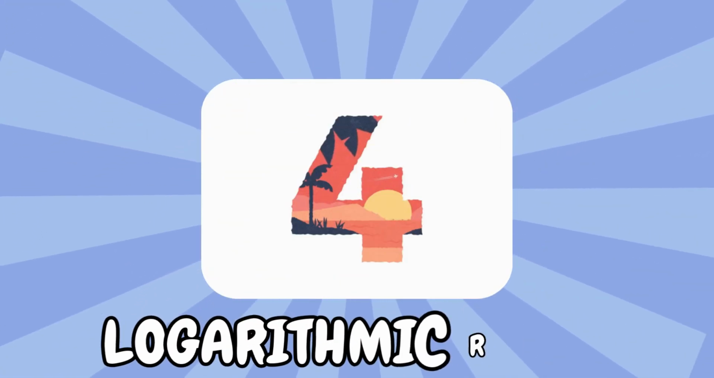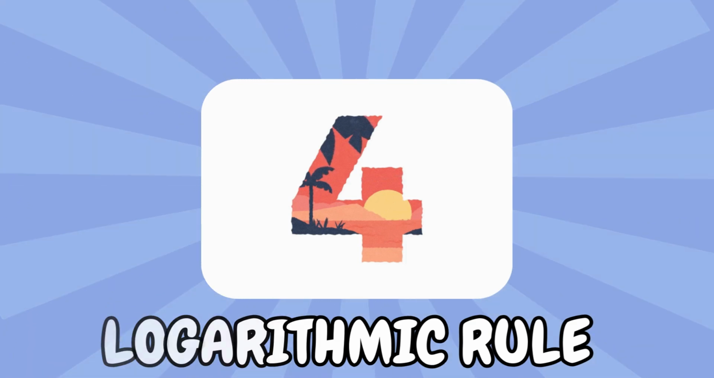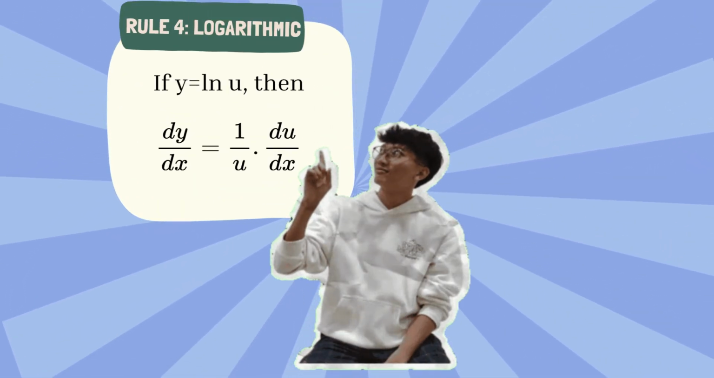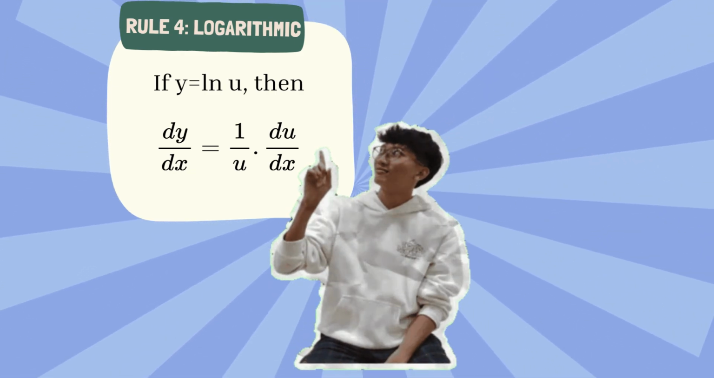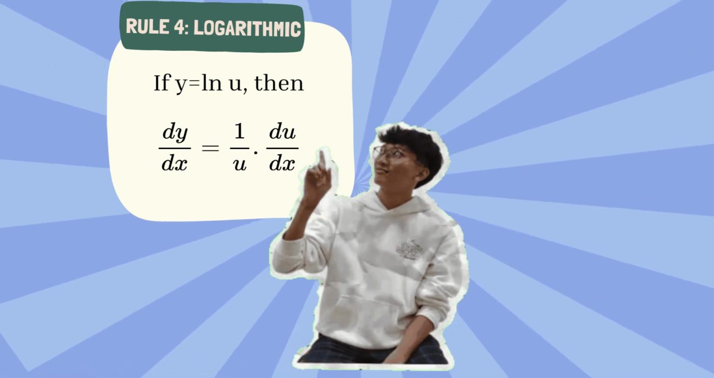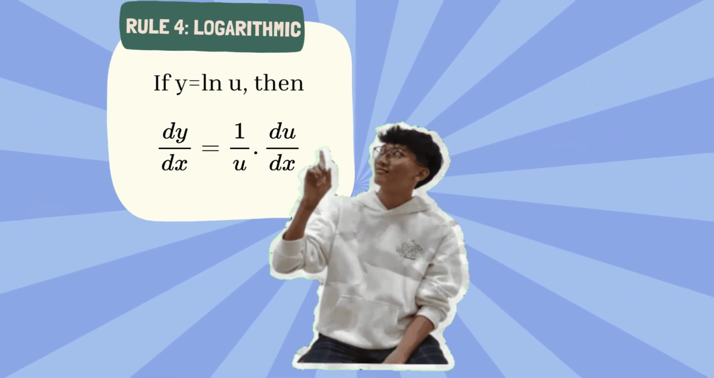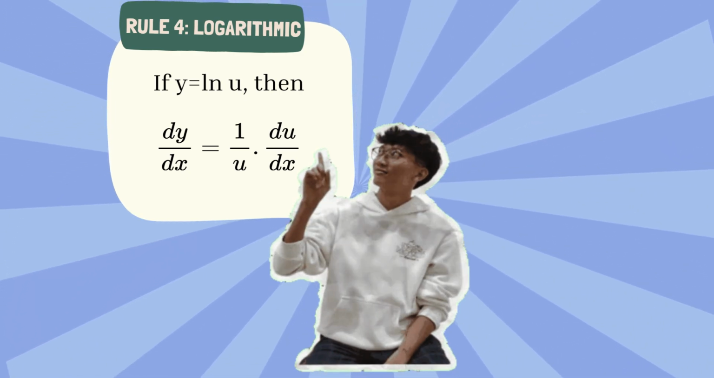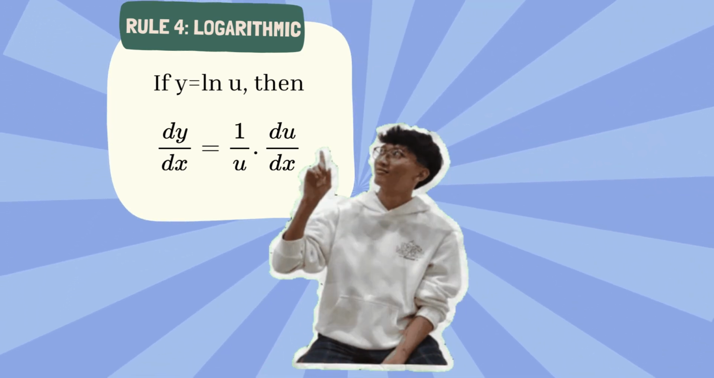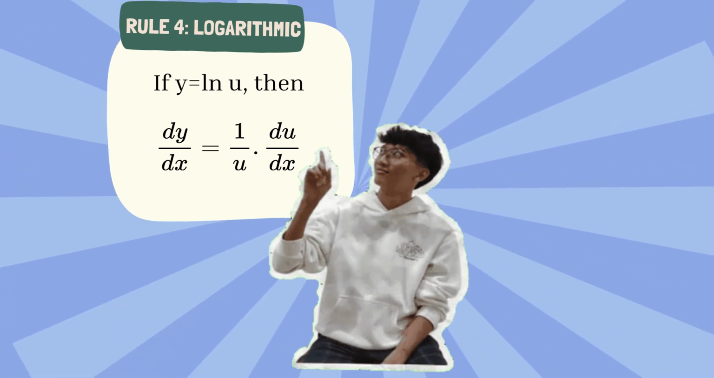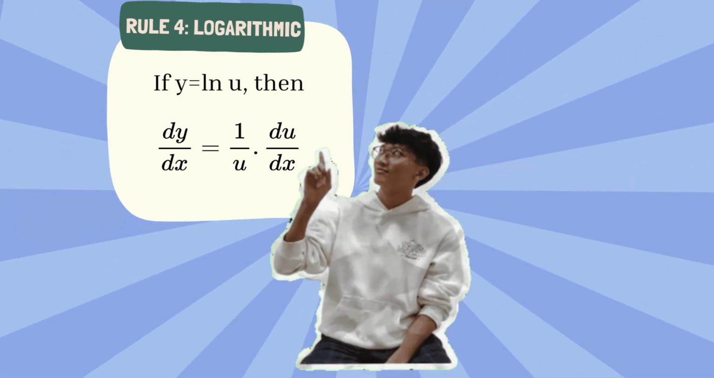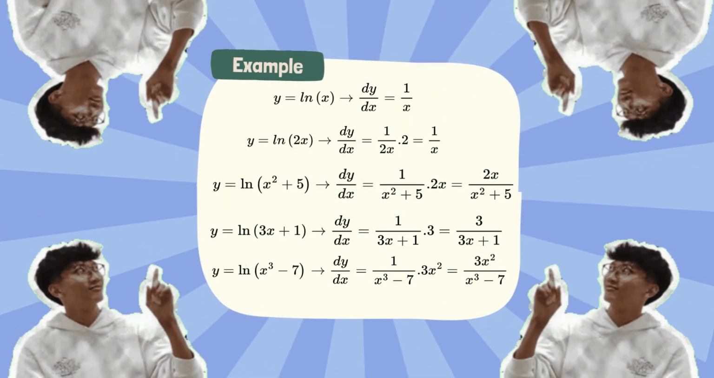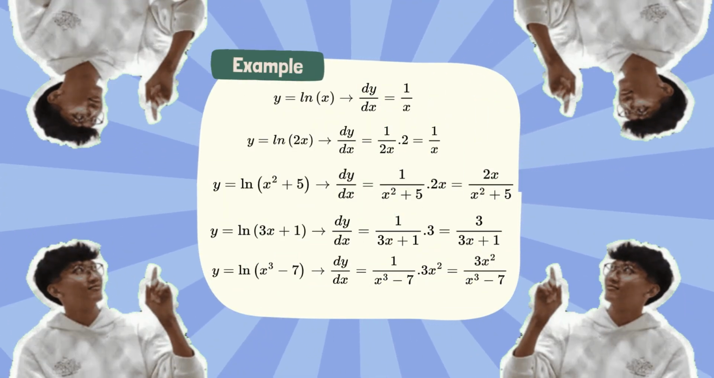Next is rule number 4, which is logarithmic rule. If y equals ln u, then dy over dx, you will get 1 over u dot du over dx. The general formula explains that when the natural logarithm, which is ln u, is differentiated, it will always become 1 over u, and you have to differentiate the u and multiply it with 1 over u. To get more understanding, let's look at the examples.